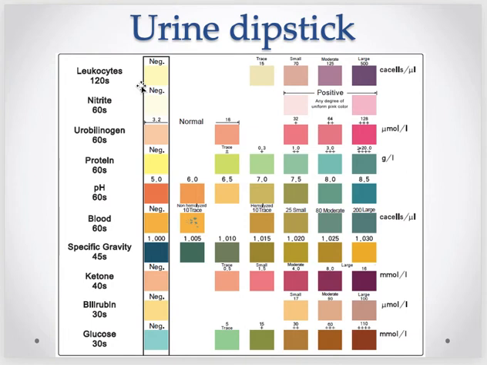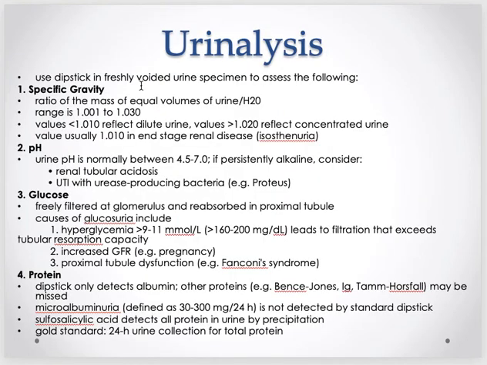Once you have done this, the other thing is urine analysis. Urine analysis, you can use a dipstick or send it to the lab. These are the things we check. For example, we check the specific gravity. Values of less than 1.010 reflect dilute urine, and values greater than 1.020 reflect concentrated urine. A value fixed at 1.010 in end-stage renal disease is called isosthenuria.